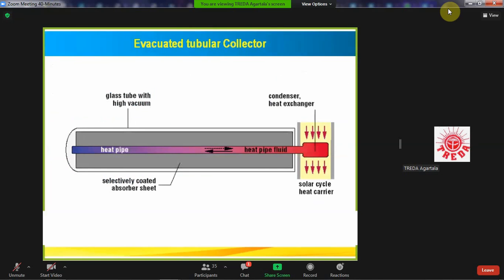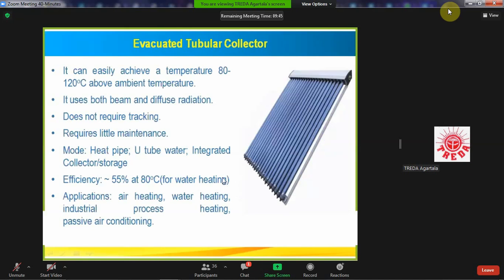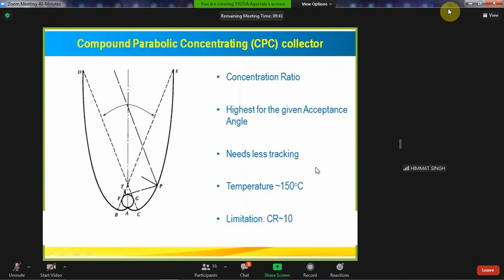So this is the picture. You see the evacuated tubular collector picture, and there is some technology there. Solar cycle heat carrier, community things are there. This is the full picture of the evacuated tubular collector, and what I have told you is that a collector can discharge hot water up to 150 degrees Celsius.